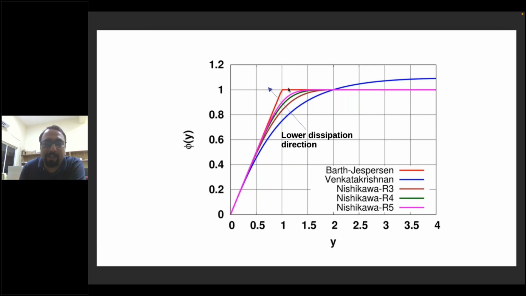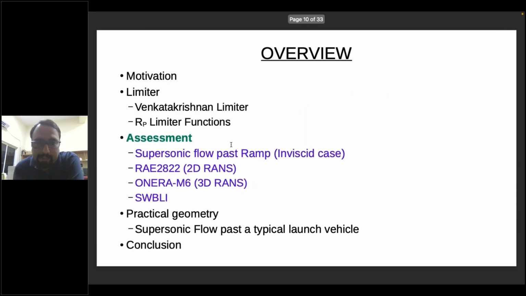If you see the red one, this is BJ, the Barth and Jespersen limiter, which is discontinuous and non-differentiable. The Venkat limiter is differentiable, but phi should stay at 1 beyond y equal to 2, which it does not. It's not a strict criterion, but it is a desirable thing. But the RP ones are less dissipative, moving towards Barth, and they are continuous, differentiable, everything.